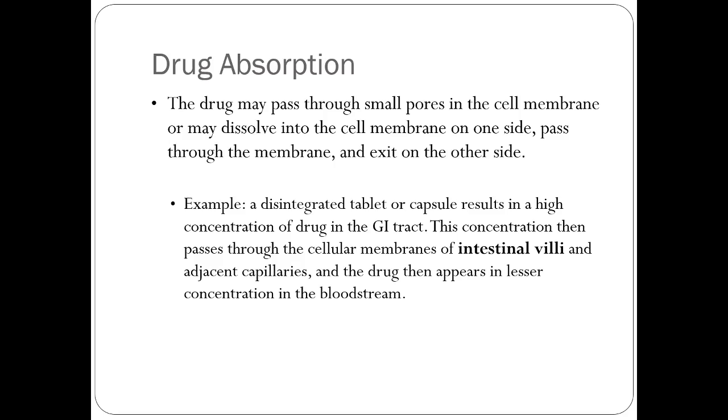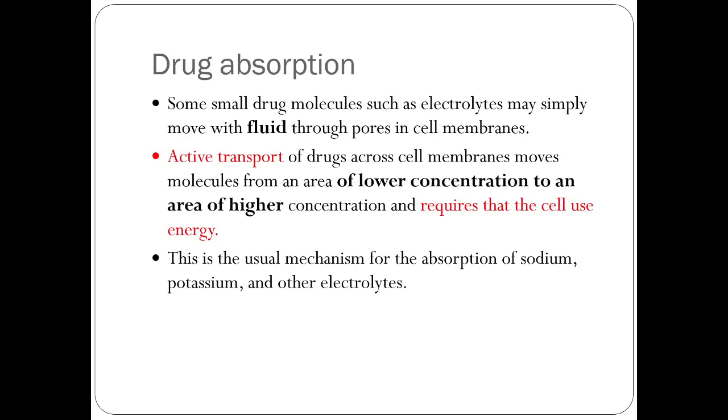For example, a disintegrated tablet or capsule results in a high concentration of drug in the GI tract. This concentration then passes through the cellular membrane of the intestinal villi and adjacent capillaries, and the drug then appears in lesser concentration in the bloodstream. Some small drug molecules, such as electrolytes, can simply move with fluid through the pores in the cell membranes.